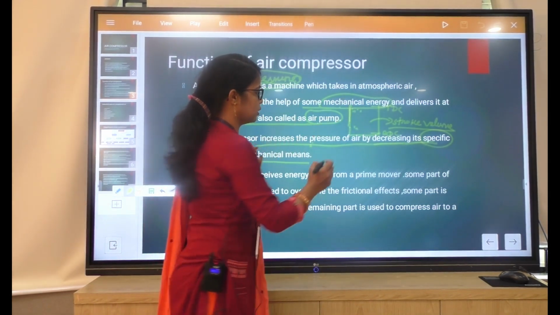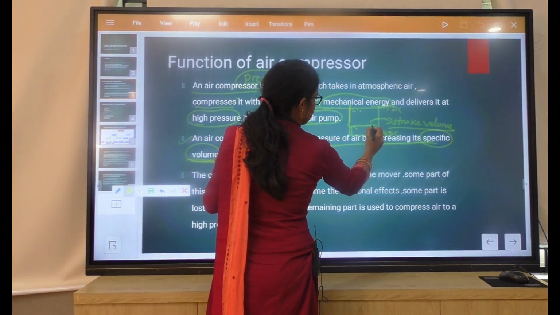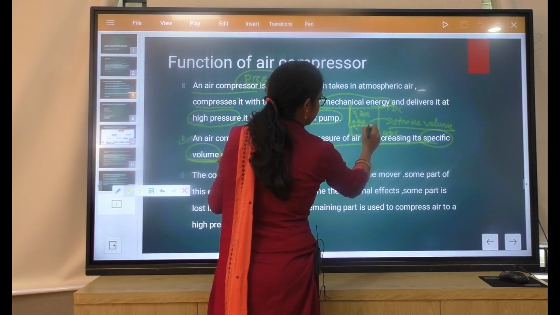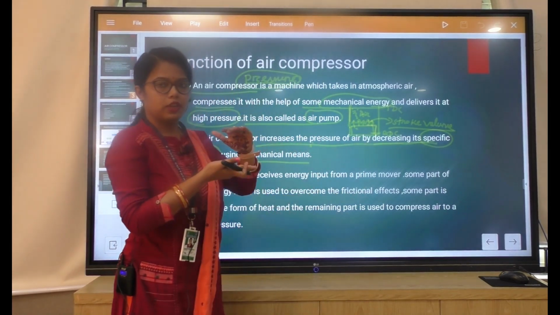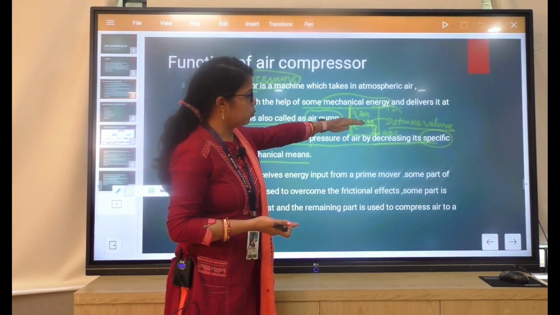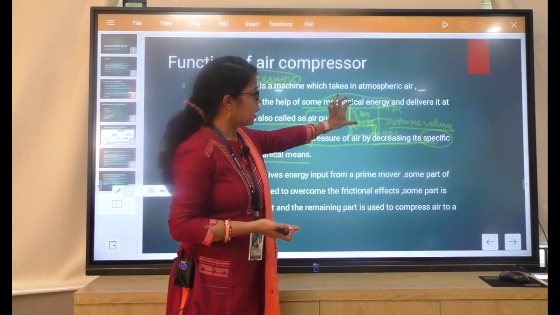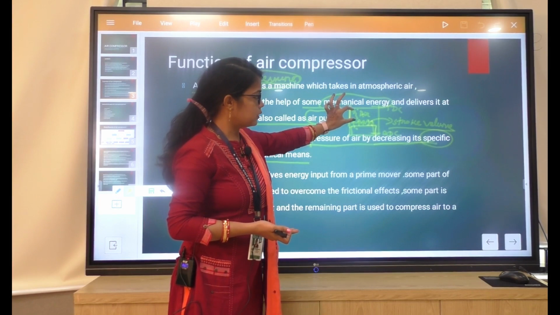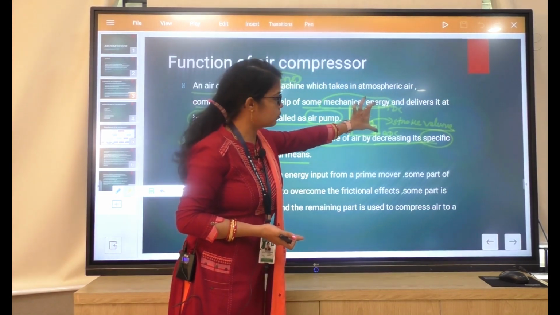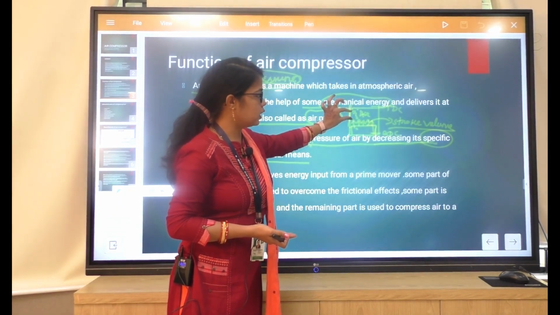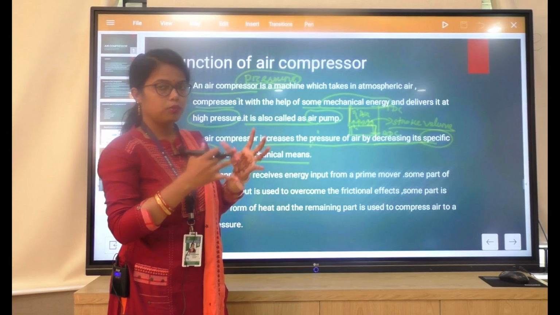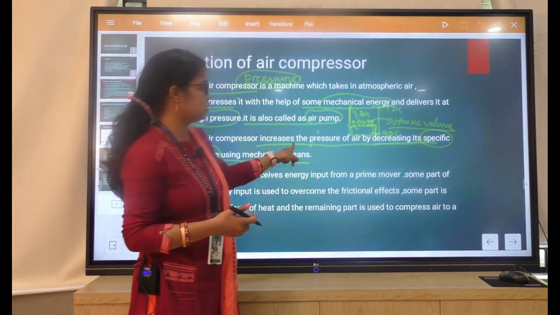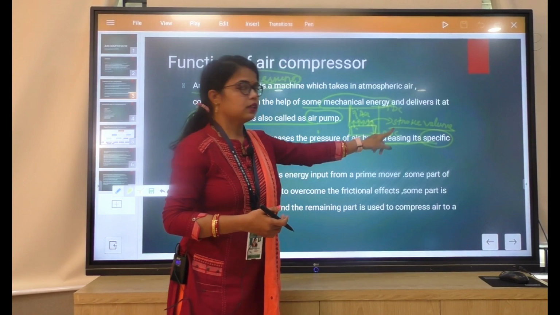That means when we are compressing, suppose this is the piston and above the piston this is air, and when the piston is moving upward, it will try to compress the air. When it compresses the air, you can see the volume is gradually decreasing. This total volume is called the stroke volume, and the volume is gradually decreasing. And what happens when the volume is gradually decreasing? The pressure is increasing. An air compressor increases the pressure of air by decreasing its specific volume.